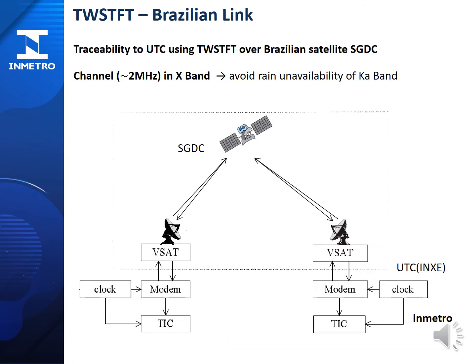Traceability to UTC using Two-Way over the SGDC satellite is shown by this figure. In the Metro station, provided its local realization of UTC, it gives traceability to the other station. Metro can give traceability by satisfying two conditions. The first is already satisfied, since Metro contributes to the key comparison CCTF K001 UTC, and so it is traced to it. To satisfy the second condition, Metro has to provide a calibrated Two-Way link.